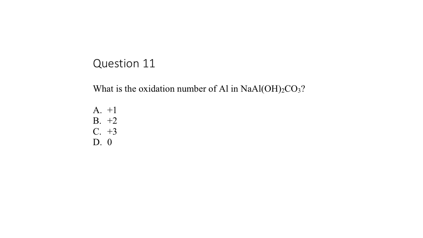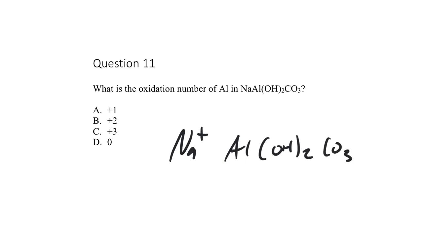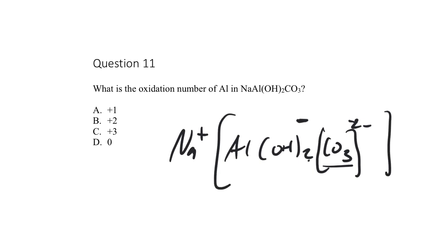Oxidation number review. Sodium's a plus 1. Our ions are the same charges that we've come to expect. Carbonate's a 2 minus, hydroxide's a minus 1. So we have 2 of the hydroxides and a 2 minus carbonate, making this entire group negatively charged, which makes sense with the sodium plus. And so that means aluminum has to be a 3 plus.